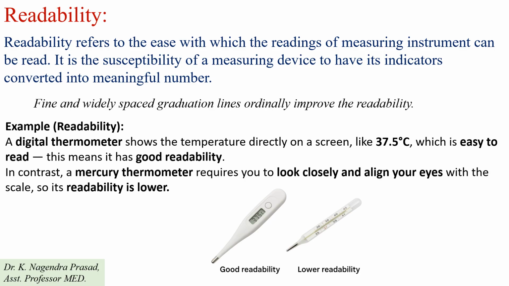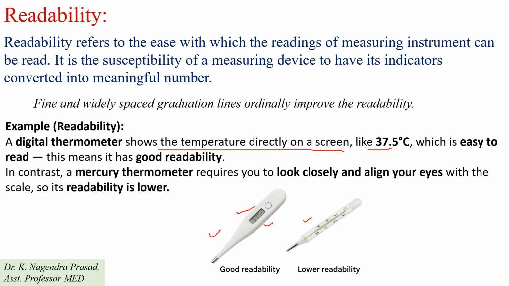So let's see one example for readability. Here I have to consider two thermometers. One is the digital thermometer, and another one is the mercury thermometer. A digital thermometer shows the temperature directly on the screen. Let's consider an example: if the temperature is 37.5 degrees centigrade, it will show exactly 37.5 degrees centigrade, which is easy to read. So this means it has good readability.